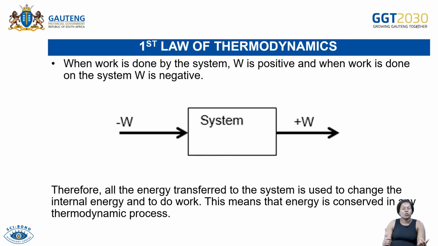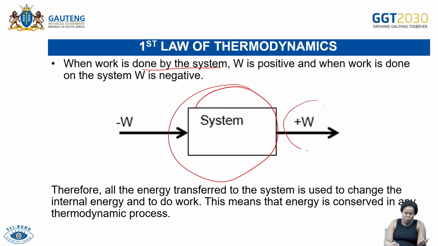Not only that, when work is done by the system, W is positive because the system itself is doing positive work. When work is done on the system, so something is done onto it, that means it is doing negative work.